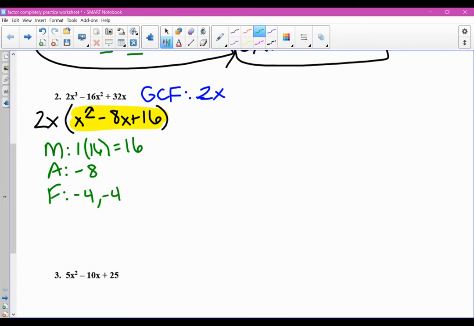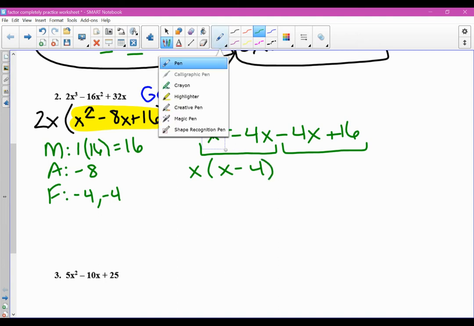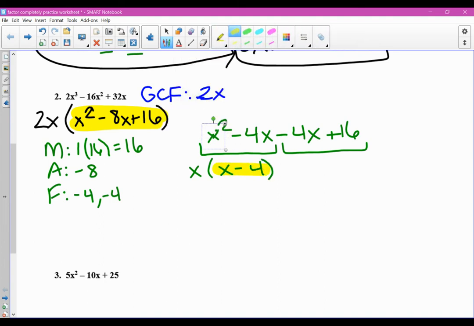So now we're going to actually factor that x squared minus 8x plus 16. So I have x squared minus 4x minus 4x plus 16. Break this into two groups, just like we did before. x squared minus 4x has an x in common. Left over, I have x minus 4. We know this factor is going to be repeated on the right-hand side.